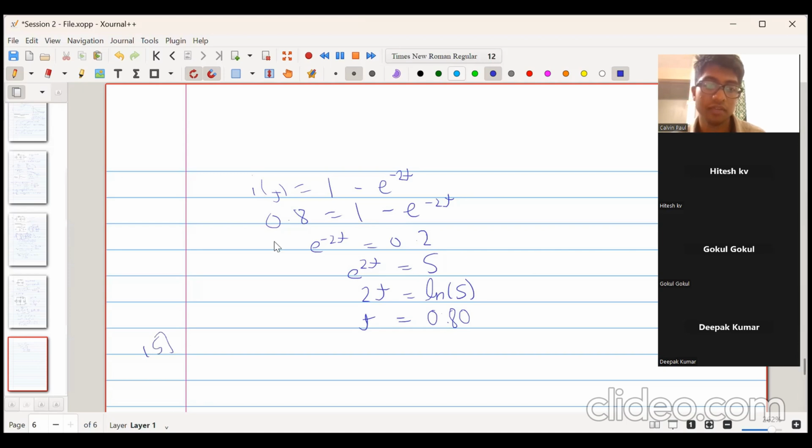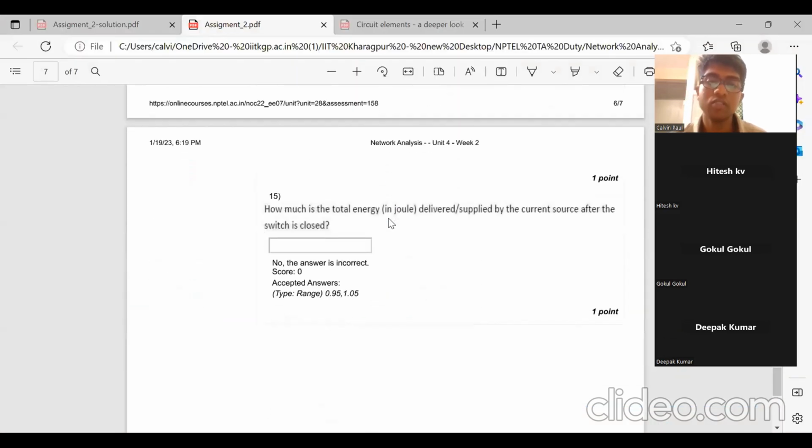Okay. Now we'll proceed to the next one. How much is the total energy in joule delivered or supplied by the current source after the switch is closed?